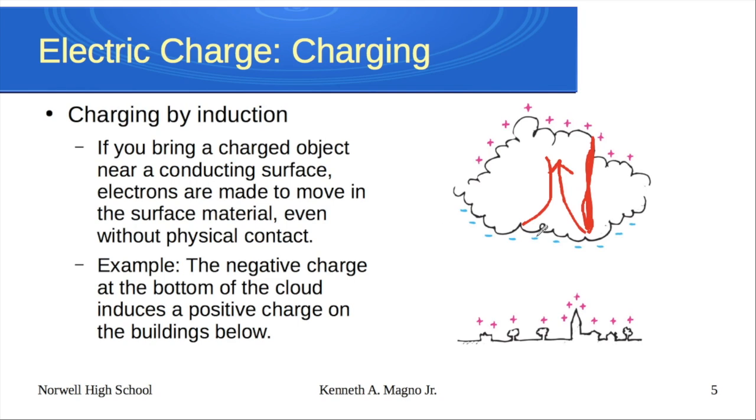But occasionally you'll get cloud to ground, because what happens is charging by induction. Because you've got the negatively charged cloud top, or cloud bottom, I should say here, it causes the high points on the ground to become positively charged. So like tops of trees, tops of high buildings, things like that. And then zap, the electricity comes on down.